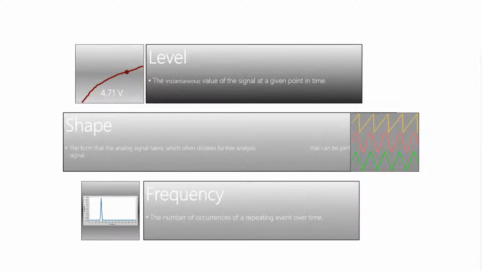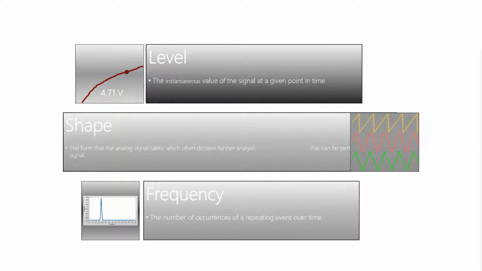Shape. Because analog signals can be at any state with respect to time, the shape is often important. For instance, we have a sine wave and a sawtooth wave. Measuring the shape of the signal opens the door to further analysis on the signal itself, such as peak values, slope, integration, and many more.